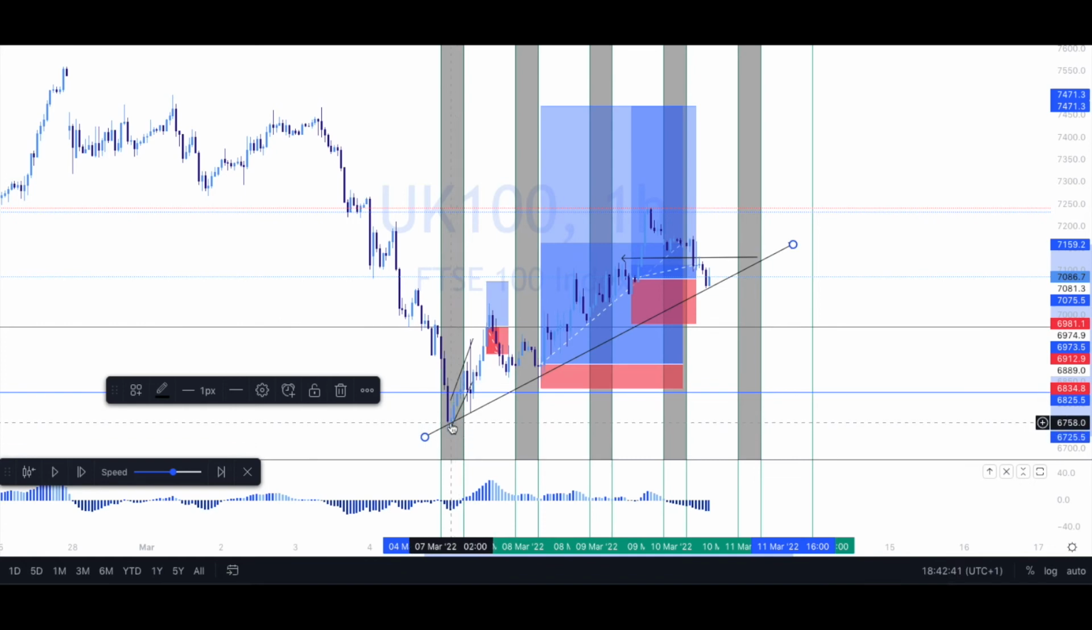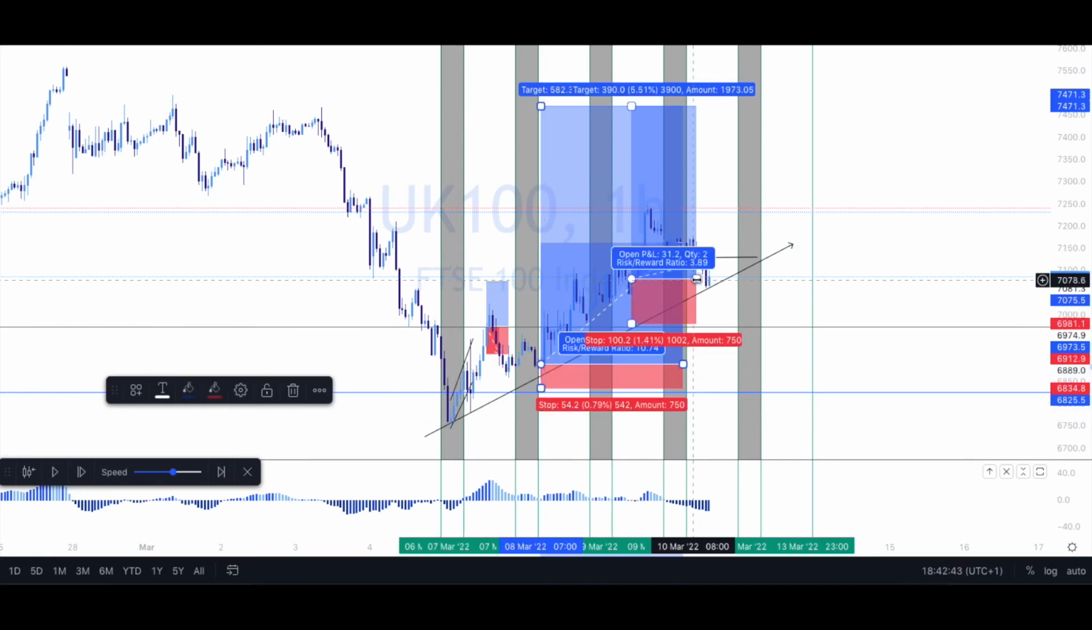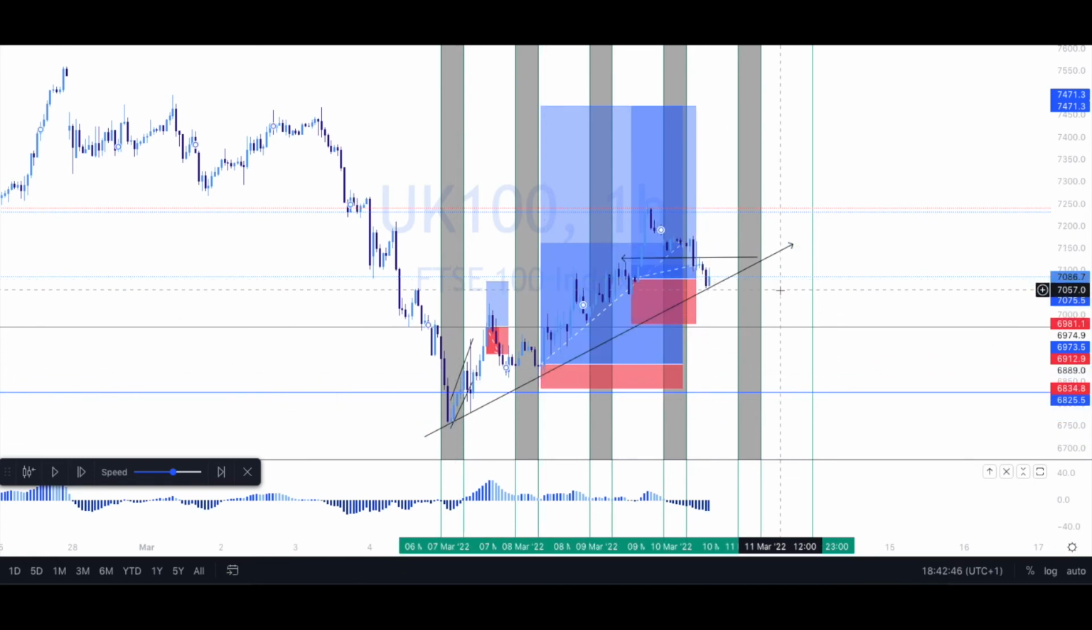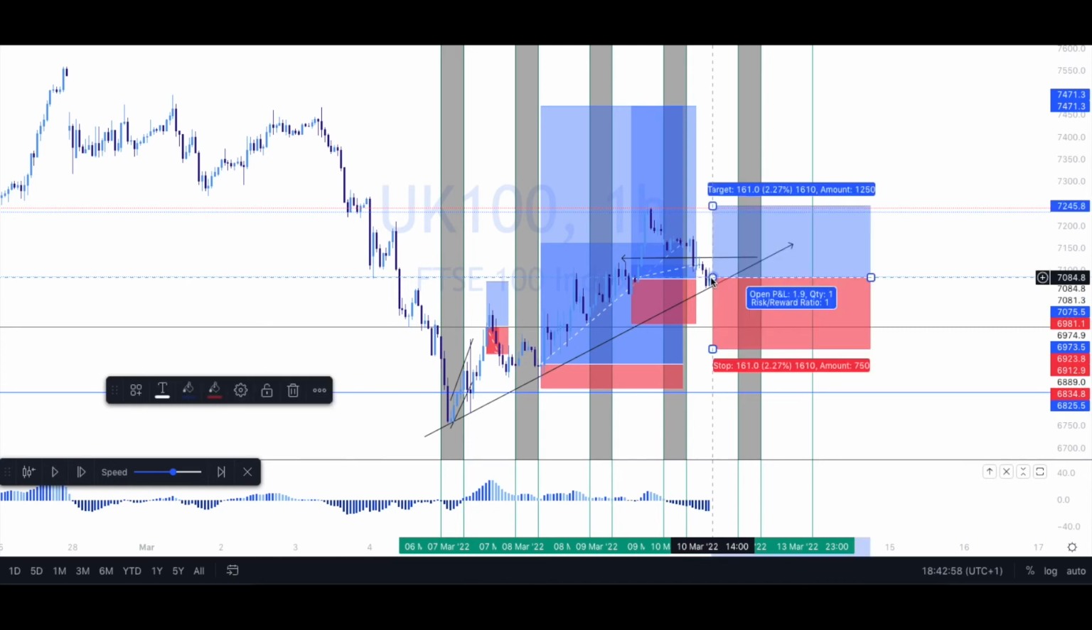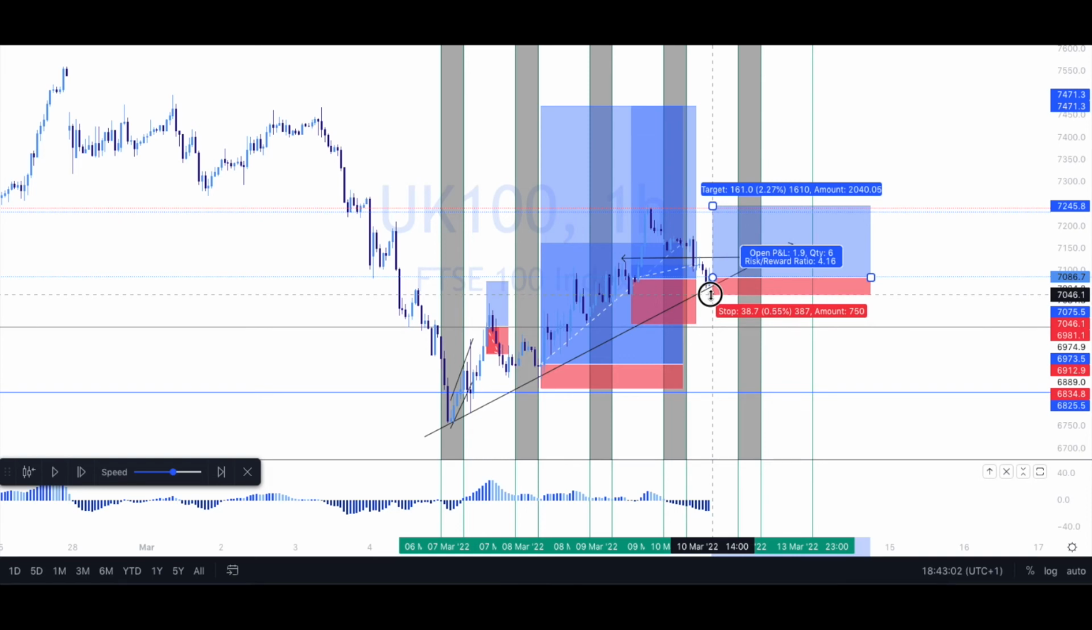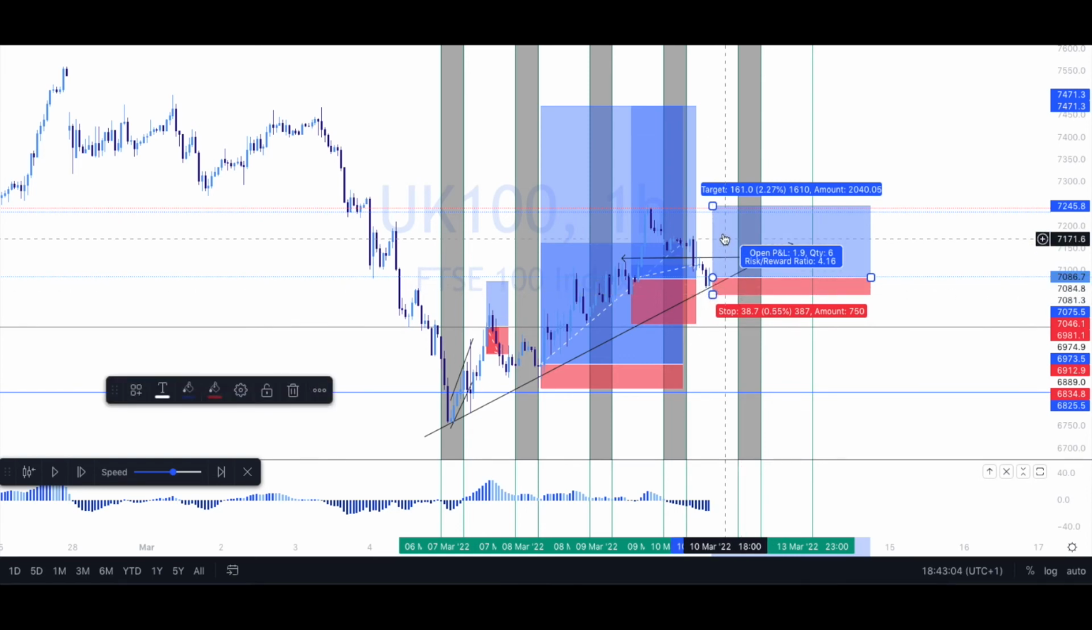So it touches here, it touches here, and it touches here. So my trend is relatively strong. So what I'm now going to do is we're going to jump in at this level. We're going to stick in a buy about here somewhere, and then we're going to see where it takes us in a day. Right?